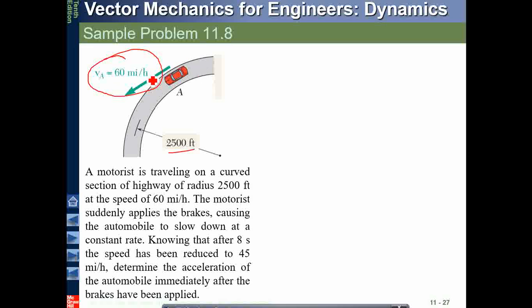So when the brakes are applied on this car, then the velocity is reduced and there will be a deceleration. This will be along this direction. This is the deceleration direction. And after some seconds, that means after 8 seconds, what will be its speed? Its speed is given, 45 miles per hour. So obtain the acceleration of the automobile immediately after the brakes are applied. Or in fact he wants to know the deceleration.